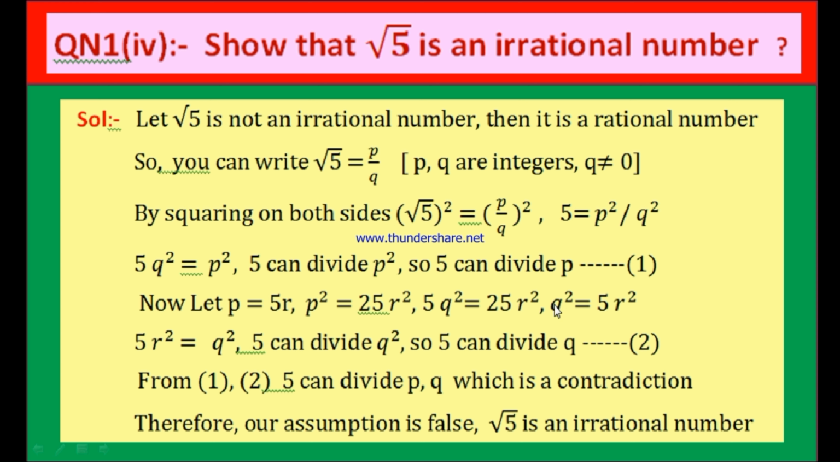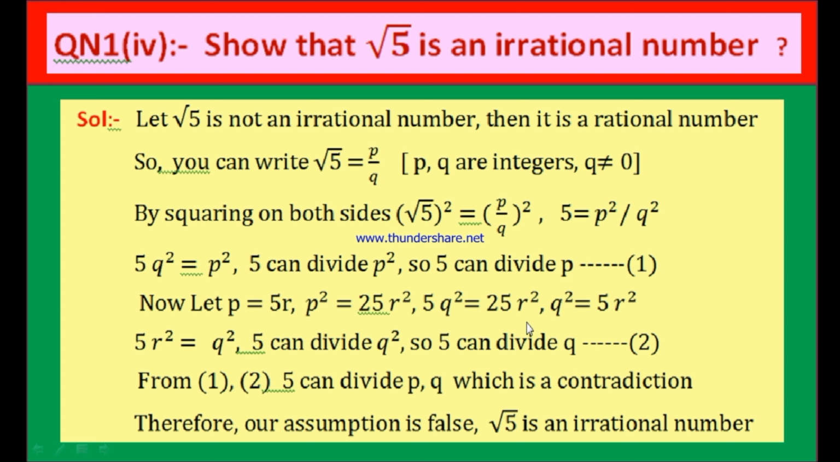Therefore, q square can be divided by 5, or 5 can divide q square and 5 can divide q. This is the second result. Now, if you observe 1 and 2, 5 can divide p and 5 can also divide q. From 1 and 2, 5 can divide both p and q.